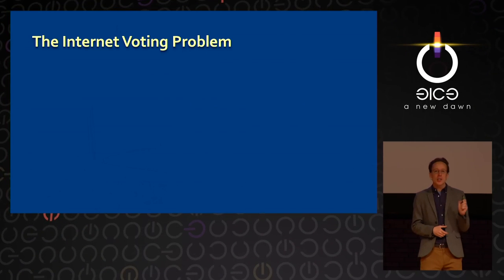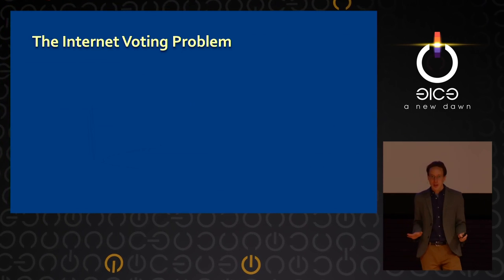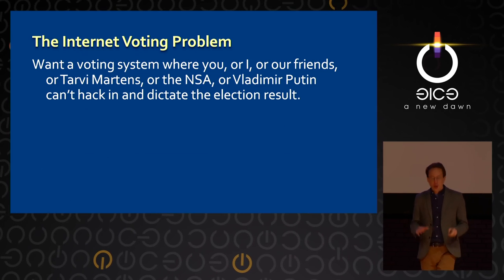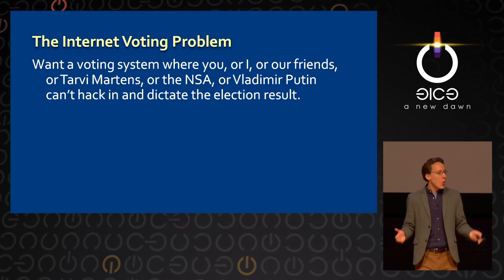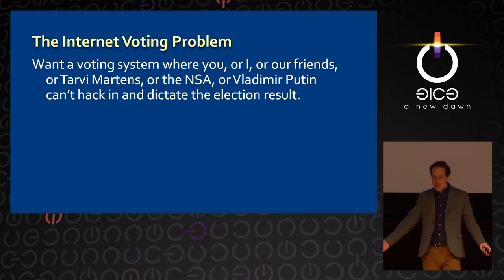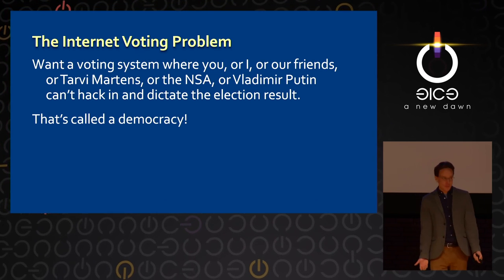But just to conclude, here's what I see as the fundamental problem with internet voting. We want voting systems where you or I or our friends or Tarvi Martins or Vladimir Putin or the NSA can't just hack in and change the election outcome. It's as simple as that. We want democracy.